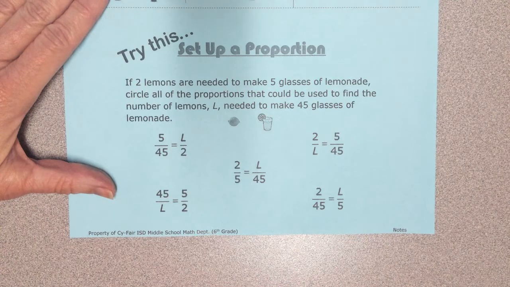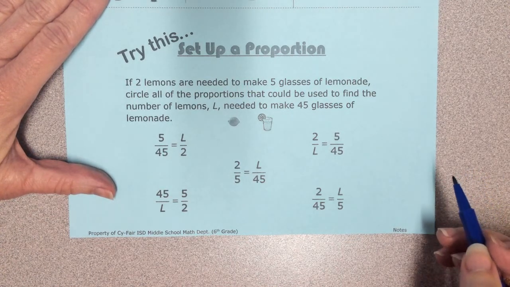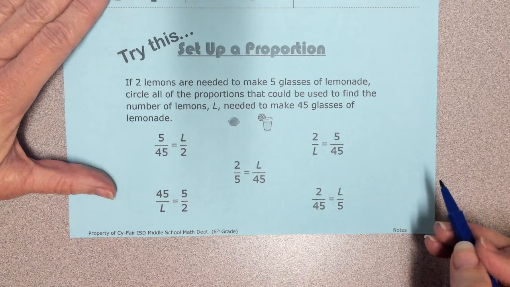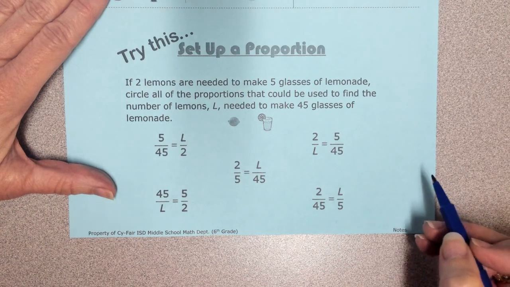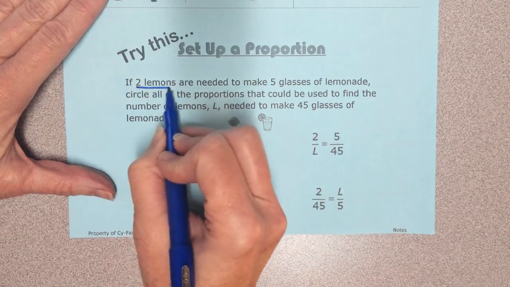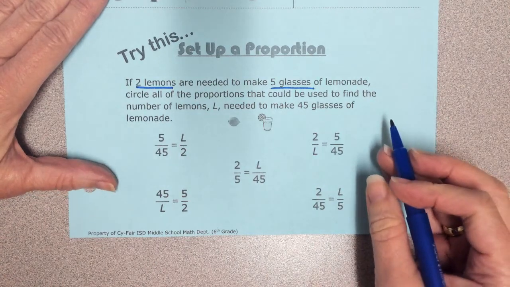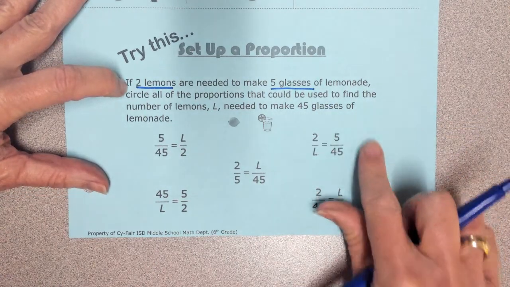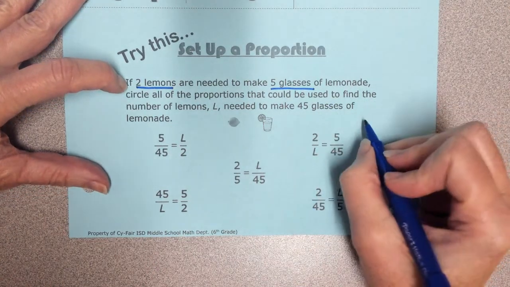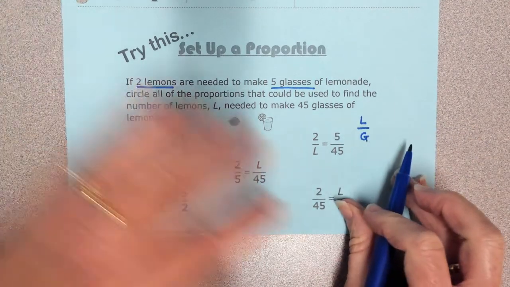If 2 lemons are needed to make 5 glasses of lemonade, circle all of the proportions that could be used to find the number of lemons needed to make 45 glasses of lemonade. So remember, I told you the labels are really important, so let's look and see what we're comparing here. We've got 2 lemons that make 5 glasses of lemonade. So this first part tells me my first part of my proportion. It also tells me what I'm comparing. I'm comparing lemons to glasses.